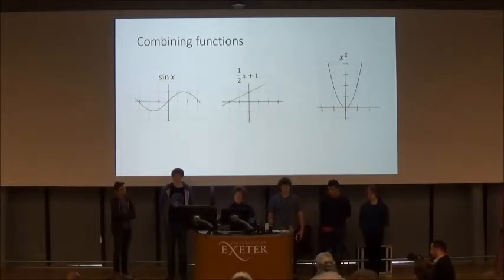Sin x, which is periodic, a half x plus 1, which is linear, and also aperiodic, and x squared, which is aperiodic but not linear, because it's not a straight line. As in maths, if a line isn't straight, it's not a line.